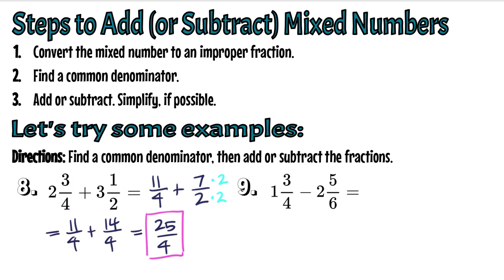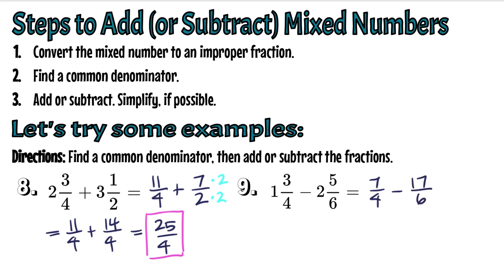Let's do one more together. 1 3/4 minus 2 and 5/6. Let's first rewrite the mixed number as a fraction. 4 times 1 is 4 plus 3 is 7/4, minus 6 times 2 is 12 plus 5 is 17/6.